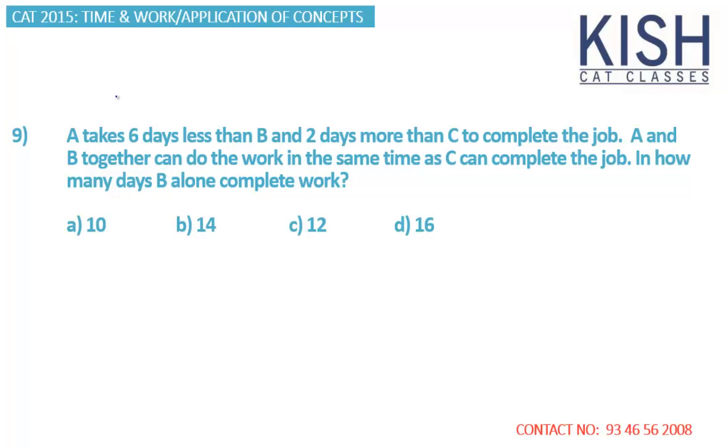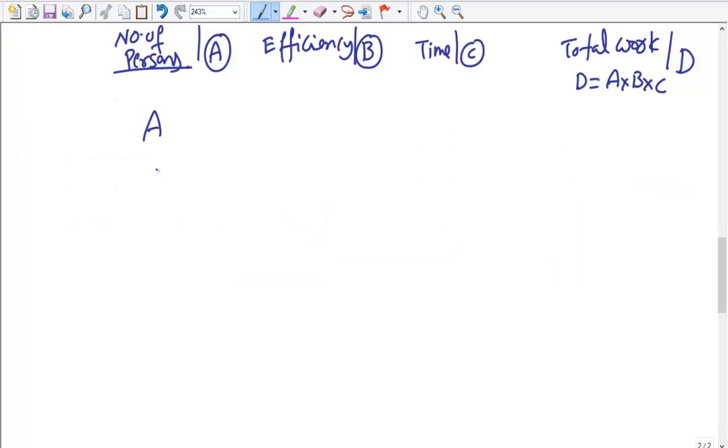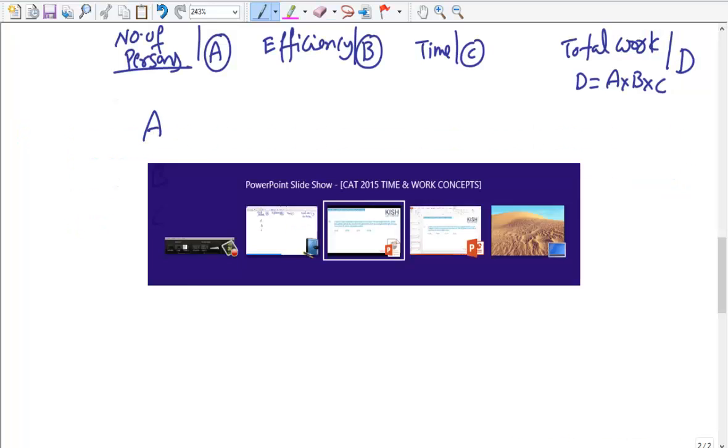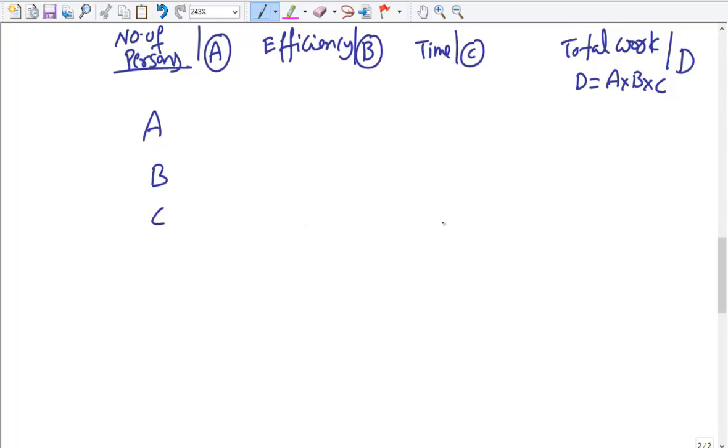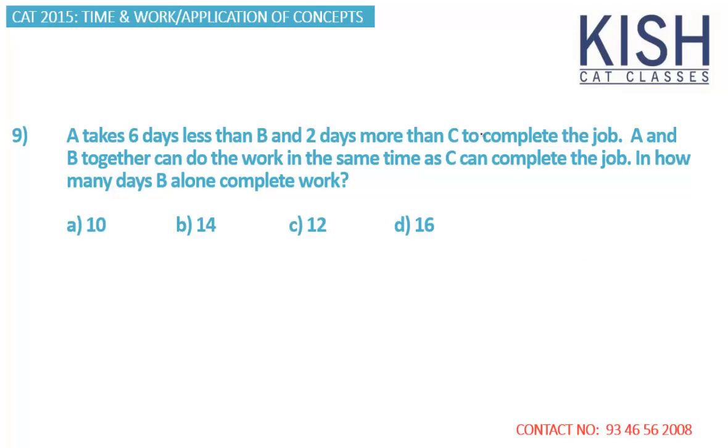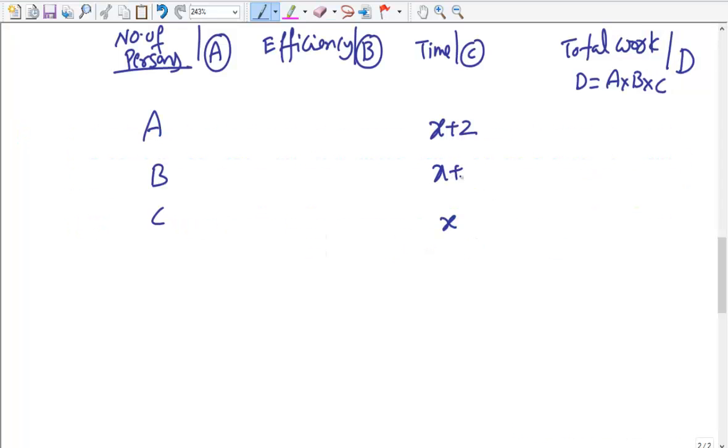A takes 6 days less, so it's A, and then B and C. A takes 6 days less than B and 2 days more than C. So if C is taking exactly time X, then A will take exactly 2 days more, that is X plus 2, and it takes exactly 6 days less than B. It means that B must be taking X plus 8 days.